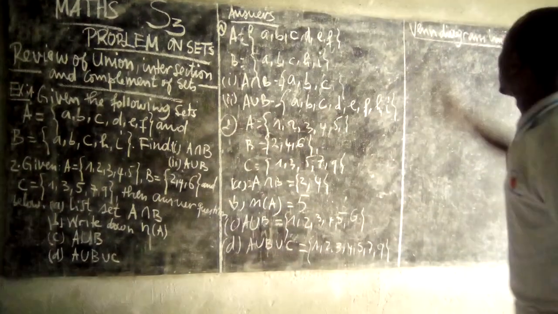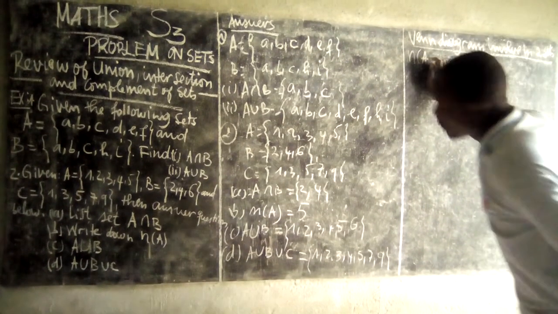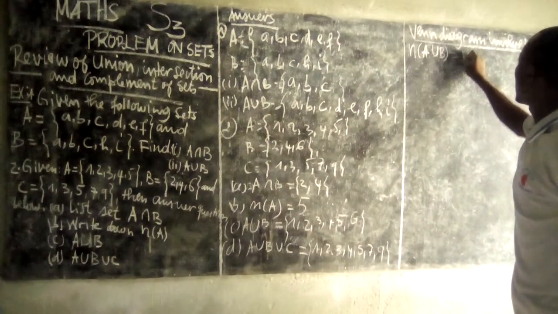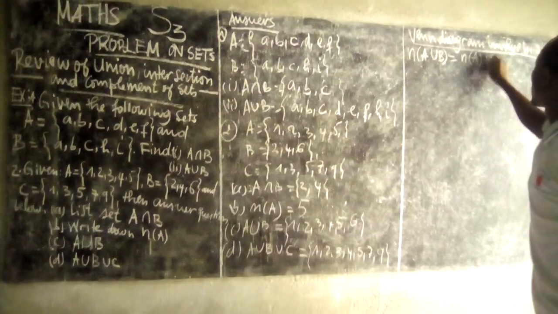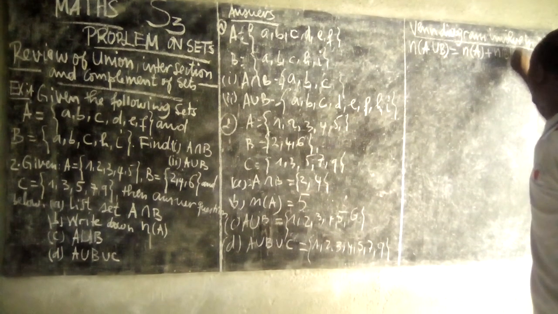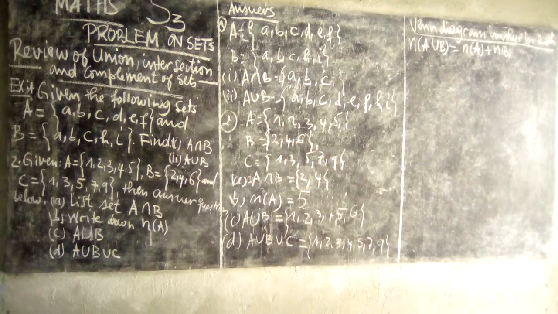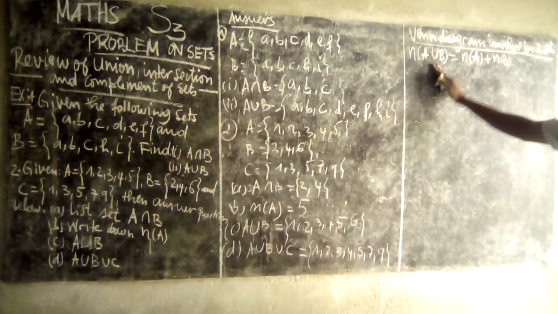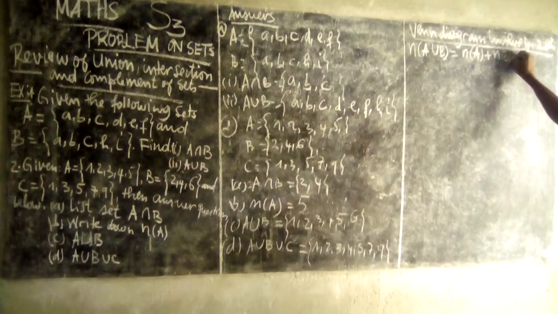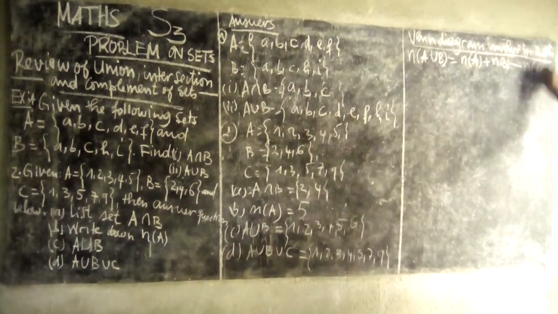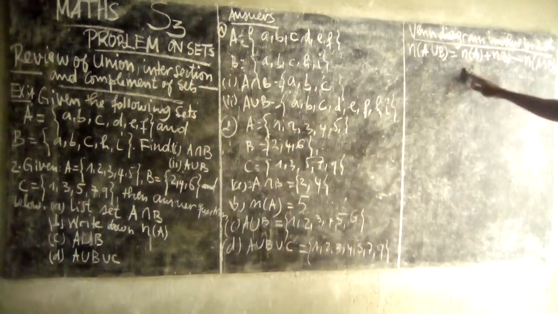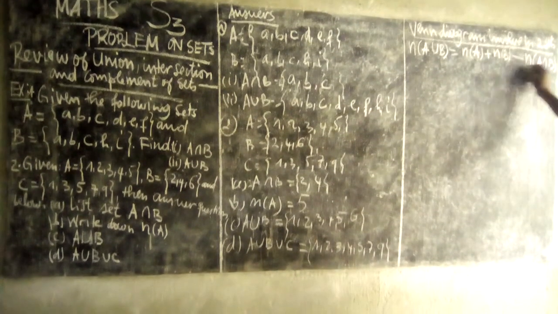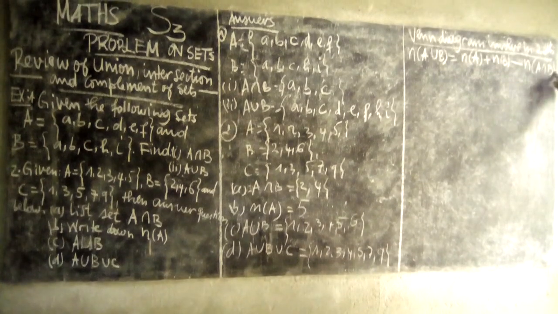In 2 sets, the number of set A union set B is the number of set A plus the number of set B minus the number of A intersection B. This is how to find the union. When you count the elements in set A and the elements in set B, you subtract A intersection B.